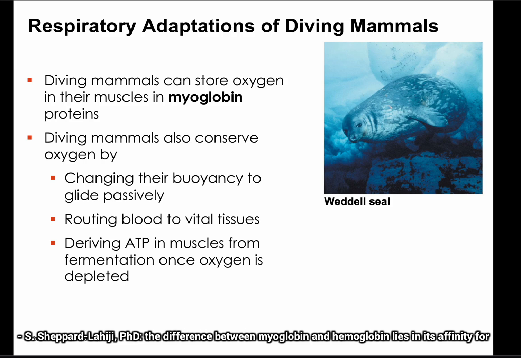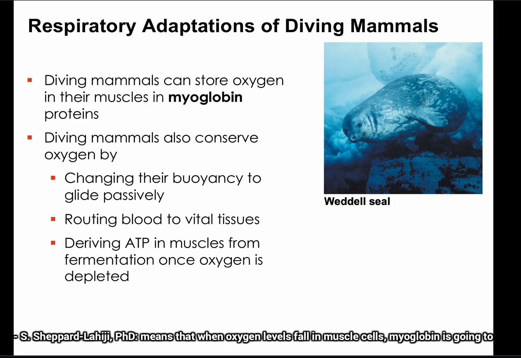But the difference between myoglobin and hemoglobin lies in its affinity for the oxygen molecule. Myoglobin has a higher affinity for oxygen, which means that when oxygen levels fall in muscle cells, myoglobin is going to hold on to that oxygen until hemoglobin supplies have been exhausted. And so a benefit for deep sea diving mammals is that they can stay underwater for longer periods of time because of the high levels of oxygen that's stored in the myoglobin within their muscles.